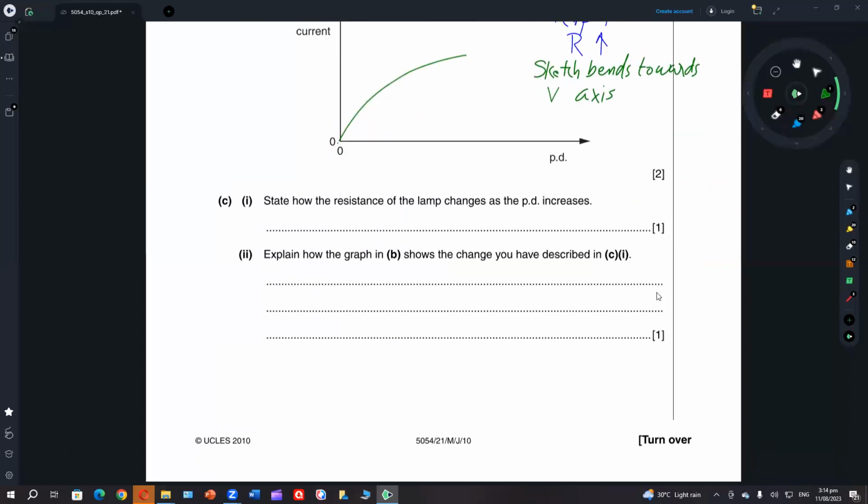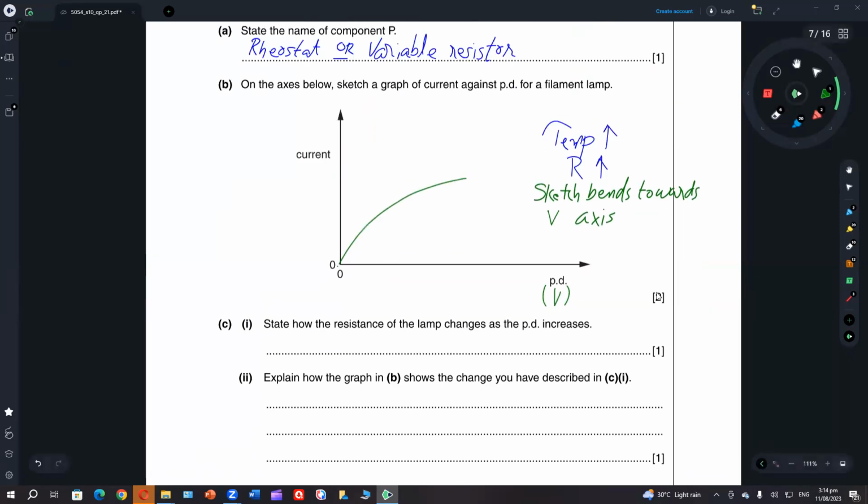So what is the rule, Zainab? Can you please repeat? When resistance increases, the graph is bending towards voltage axis. For C part. No. The sketch part, I'm talking about B part. What is the rule? When resistance is increasing, the graph should be bending towards voltage axis. And when resistance decreases, the graph should be bending towards current axis.